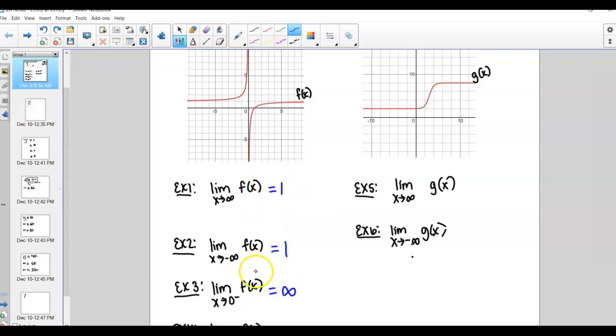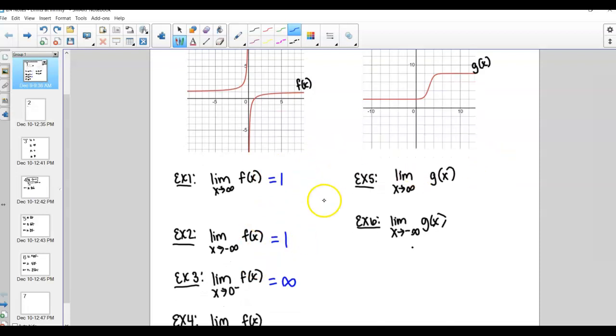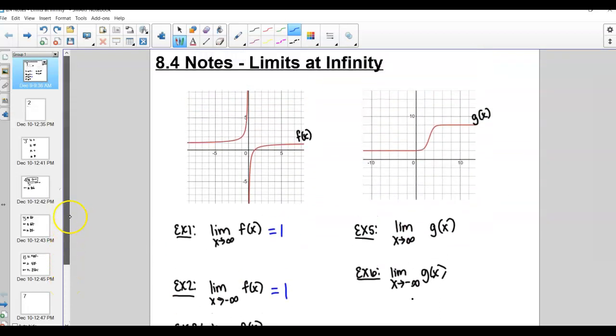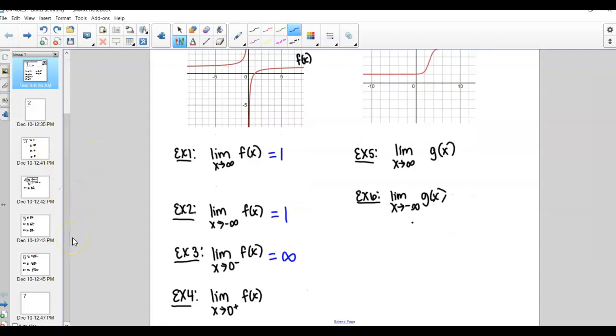And then the last one here is as we approach 0 from the right. And as we approach 0 from the right, we decrease infinitely. So we would approach negative infinity here.